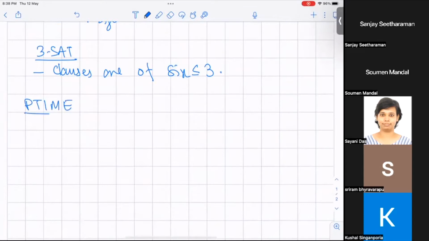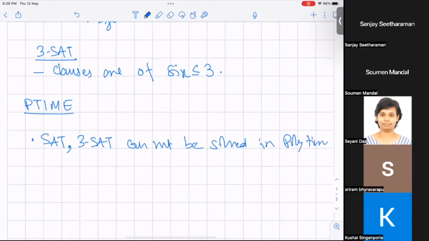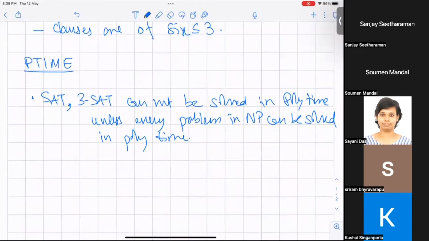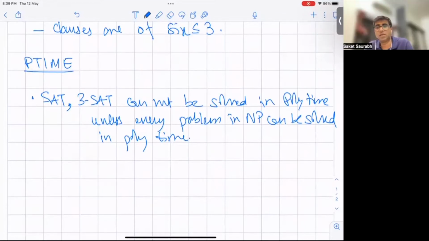So the basic assumption of the polytime world is, what is a polytime world's basic assumption? That look, SAT, 3-SAT cannot be solved in polytime unless every problem in NP can be solved in polytime. Right? So we do not know how to prove something cannot be done.